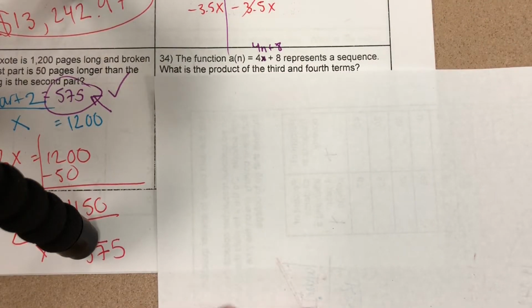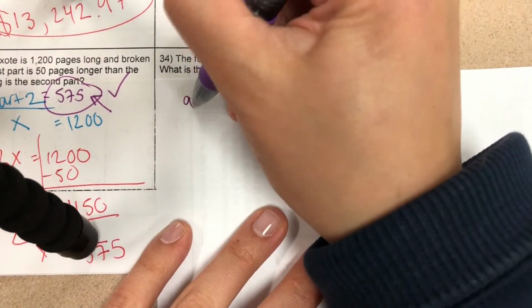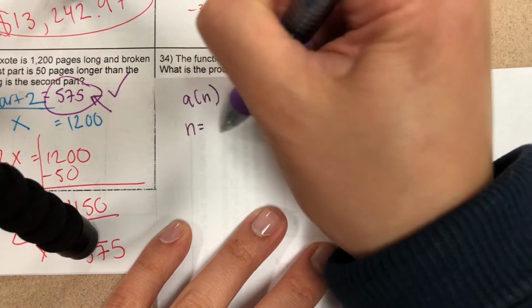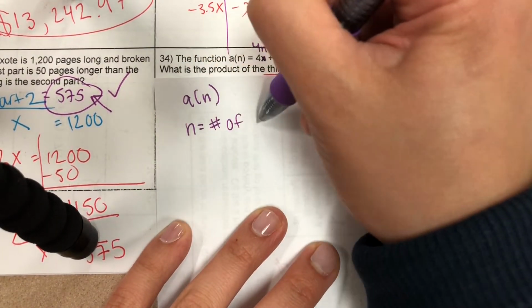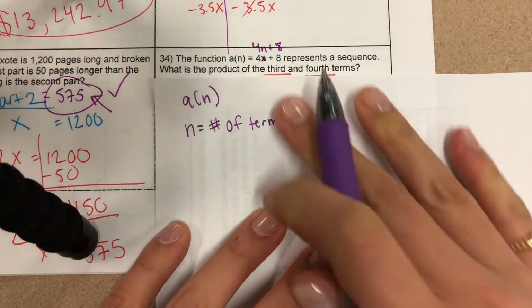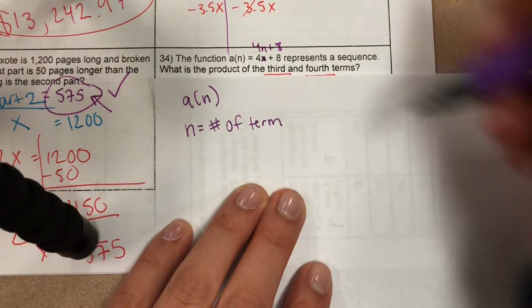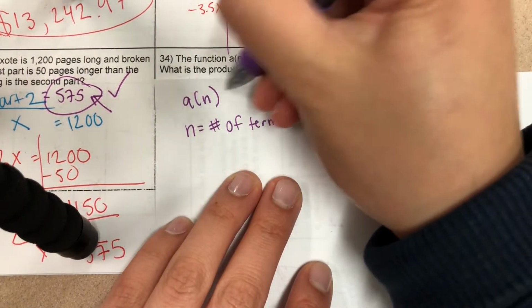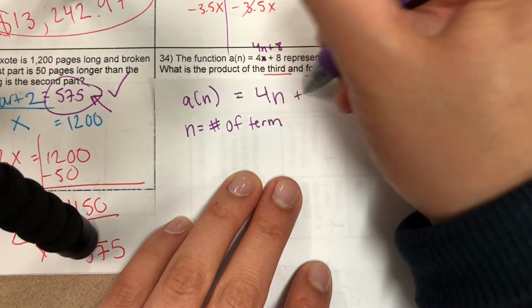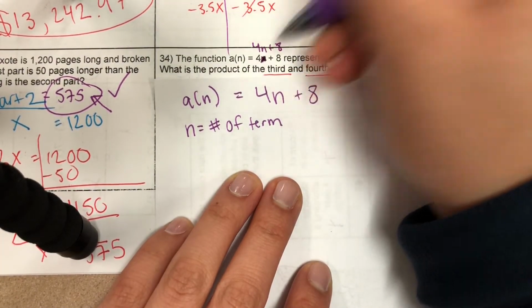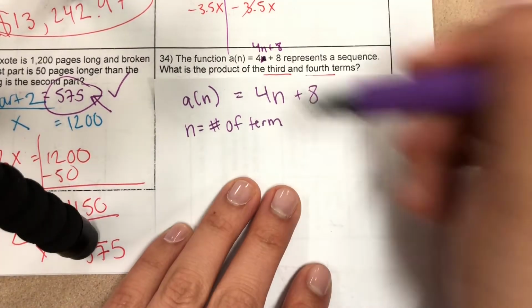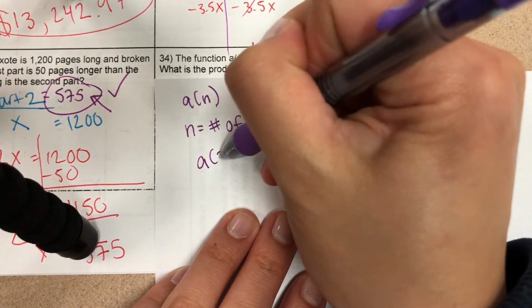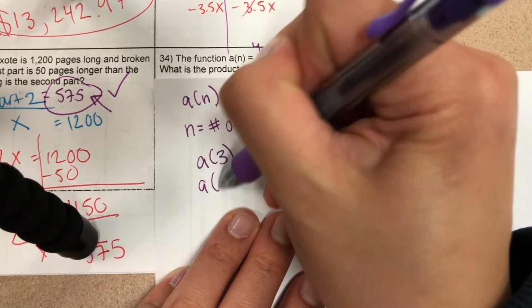Okay, so this is a sequence problem. So A of n is a sequence problem where n is the number of the term. Okay, so it's asking for the third term and the fourth term. So this formula really here should be a of n equals 4n plus 8. There's a typo and it said x instead. It should really be n. What it's asking is for the third term, so a of 3, and the fourth term, which is a of 4.